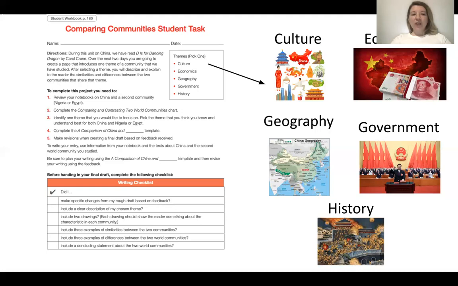To write your entry, use information from your notebook and the text about China and the second world community you studied. Be sure to plan your writing using a comparison of China and blank template, and then revise your writing using the feedback. Let's break that down into a checklist for us.